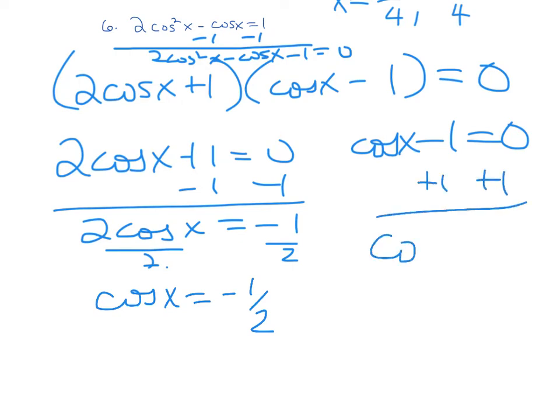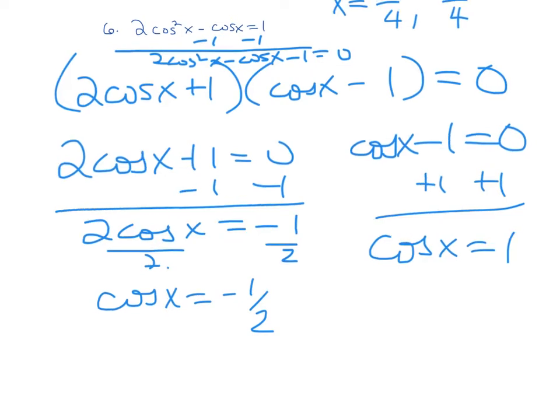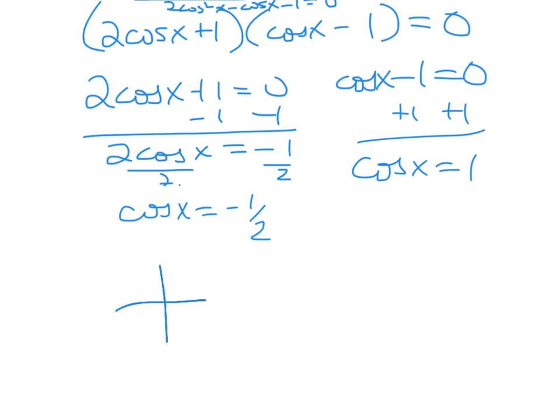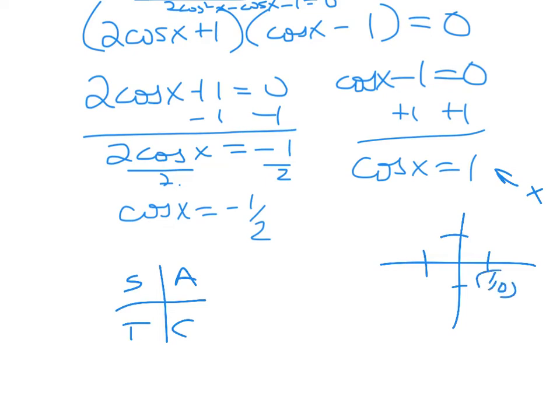Cosine x equals 1. So again, for this one, all students take calculus. This one's going to come from the axis points. Again, I'm looking to find out which ordered pair has a 1 in the x spot. That's only this one. So this one's going to be x equals 0. That's my angle measure in degrees and radians.